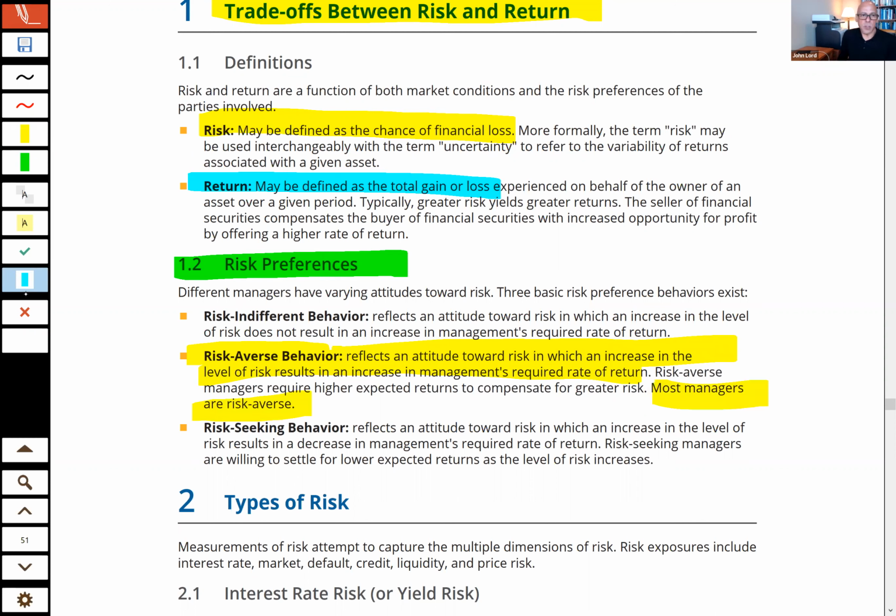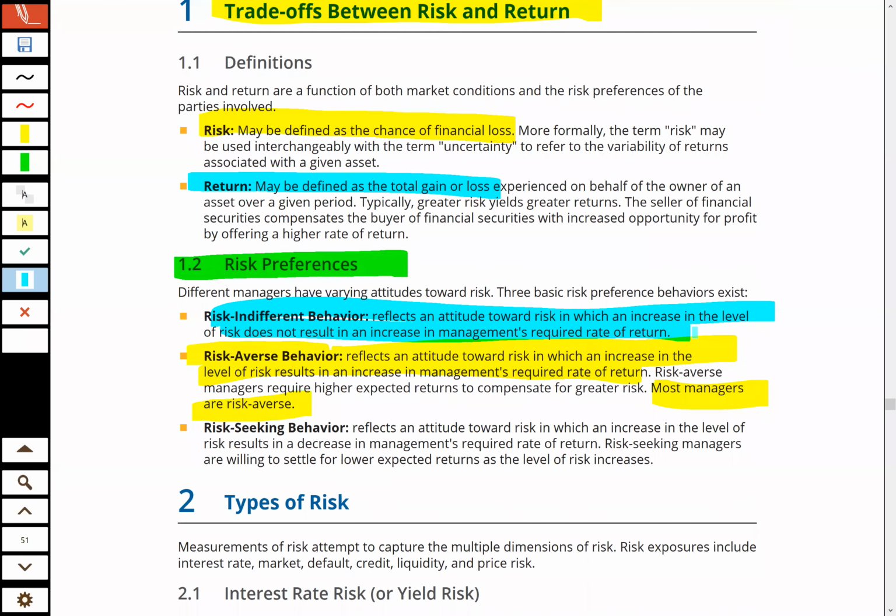I mean, that's just almost human nature, that if I'm going to take on more risk, I expect a better return. Now, they talk about risk indifferent behavior, and this is a risk in which we do not necessarily look for a higher rate of return in exchange for increased risk. But I would start to wonder what's going on with management that they don't expect that sort of return. But they do say that that is a risk preference.